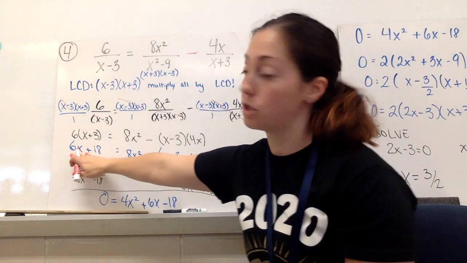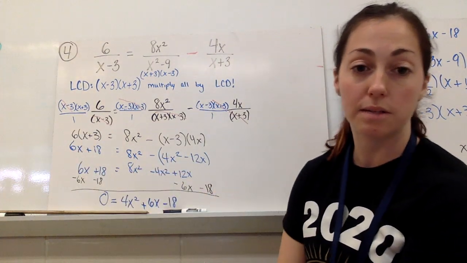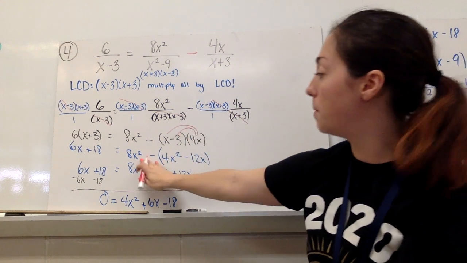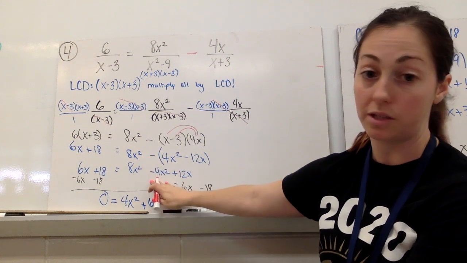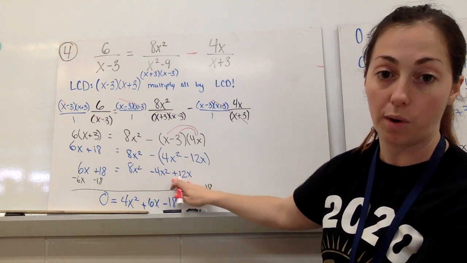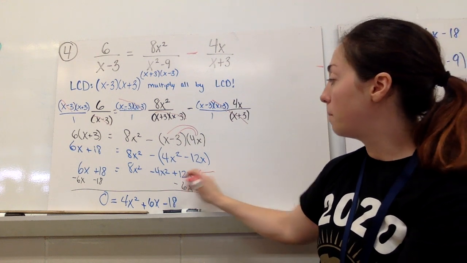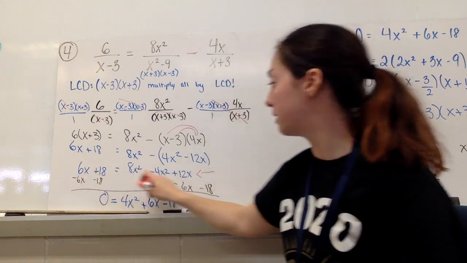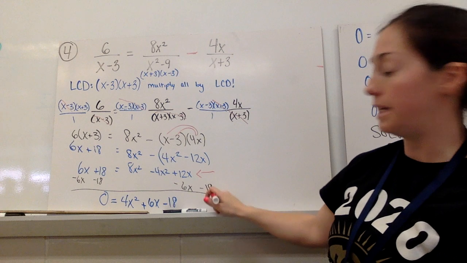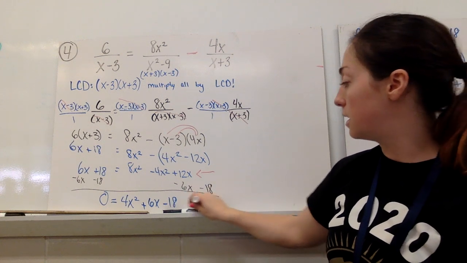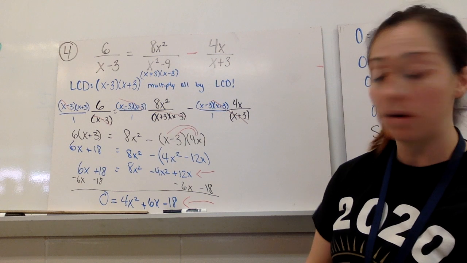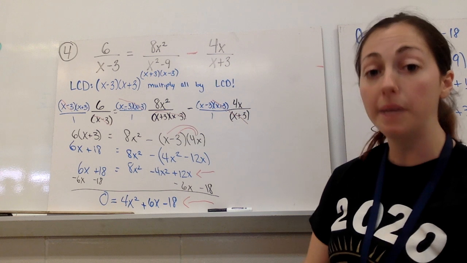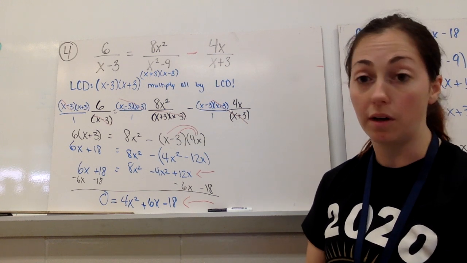So now multiply, distribute. 6 times x plus 3 is 6x plus 18. When we distribute over here, we get 4x squared minus 12x. Remembering that there's a minus in front, and I still have to distribute that to change those signs. So that turns into negative 4x plus 12. And now, because I have a quadratic, I need everything equal to 0. So subtract 6x from both sides and subtract 18 from both sides, giving us this entire quadratic equation, 4x squared plus 6x minus 18.